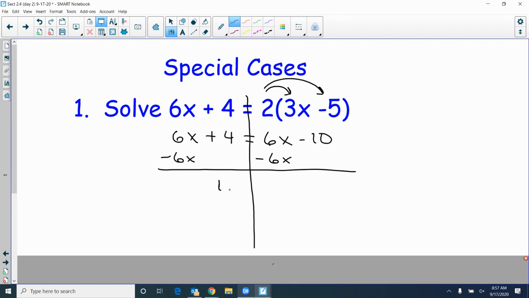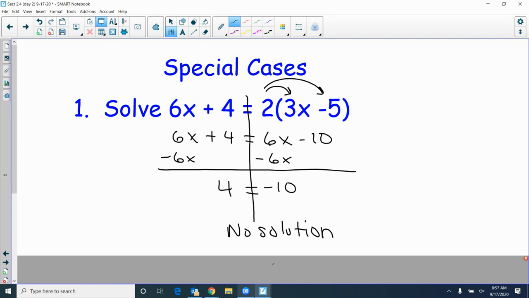So what's left then on each side? I have left a 4. I have left a negative 10. That's all you got. You don't have any x's. They disappear. Does 4 equal negative 10? No. So right there, we're done. This is a case with no solution. Nothing will work. All the x's dropped out. And so all you do is you write no solution. And you can write that.